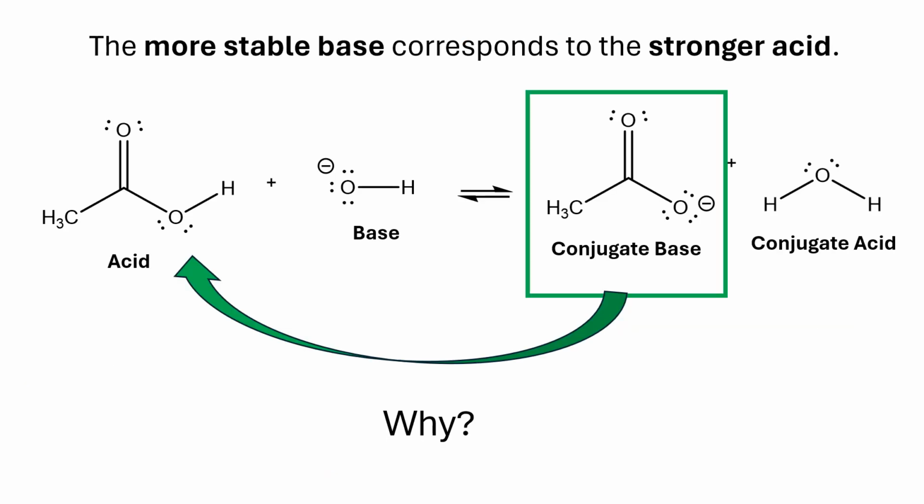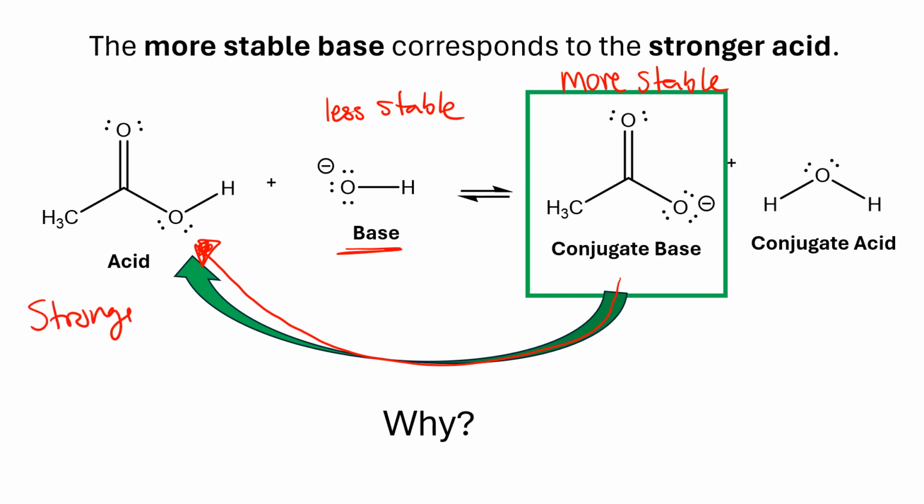So here is our reaction again, and we just determined that this conjugate base is the more stable base compared to this one. And that is relative to each other. We're comparing between the two, and we see that one is more stable than the other. The conjugate base that is more stable corresponds to the stronger acid. By that I mean this is the conjugate base of this acid. So that is the stronger acid, making the acid on the other side the weaker acid.